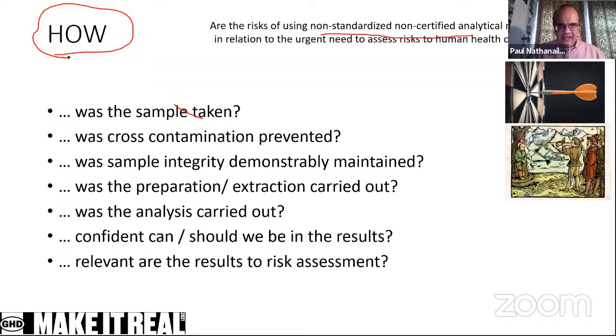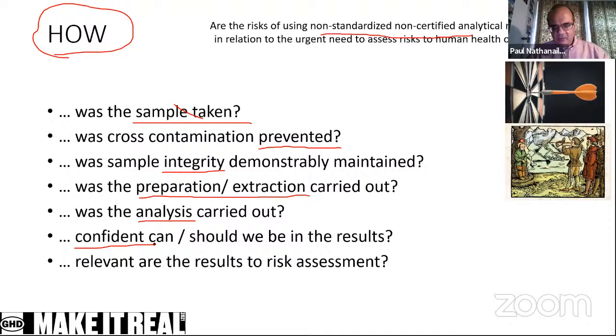How was the sample taken? And did you use equipment that was known to be PFAS-free? How did you prevent cross-contamination from one location to the other? How did you ensure your sample was protected from being taken to getting to the laboratory to being analyzed? What did the laboratory do in extracting the chemical from the soil matrix or the water matrix? How was it prepared? What form of analysis was carried out? And that allows you to decide just how confident you can be in the results.